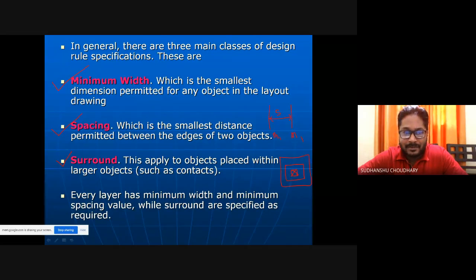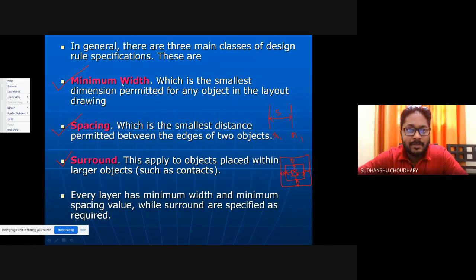So there is a surround rule which says that if some object is lying inside another object, there must be some minimum spacing, and that minimum spacing should exist. It cannot be less than that minimum spacing. Similarly, I have surround rules for contact and metal also.